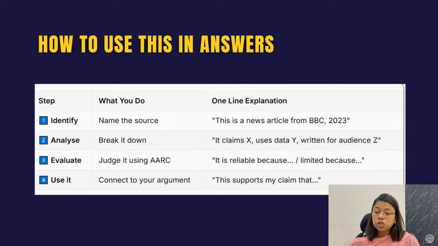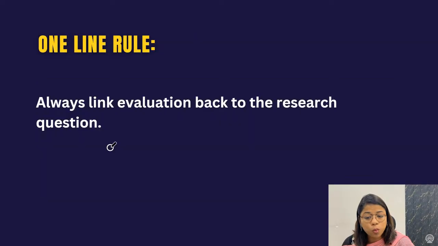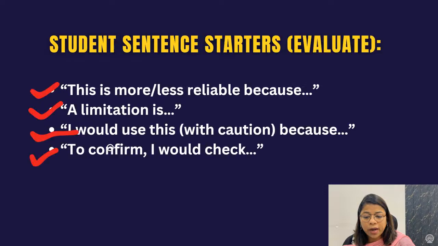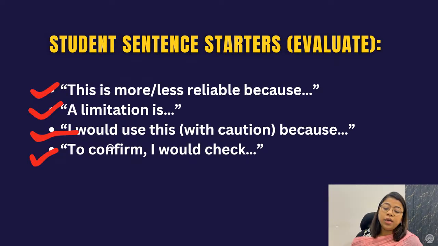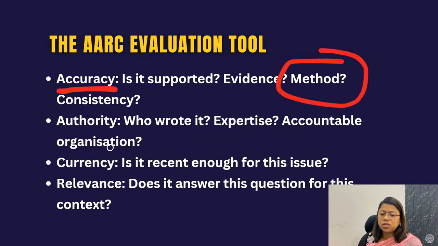Once you are done analyzing, you will evaluate. How will you evaluate? You will judge it using the ARC strategy that we have seen. It's reliable because, it's limited because. I have given you a few more templates for writing great answers: it's more or less reliable because, a limitation is, I would use this with caution because, to confirm I would check. These are different sentence starters you can use to show evaluation.